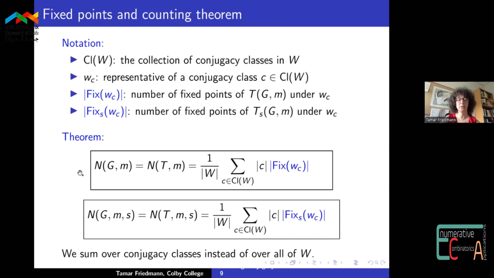Burnside's lemma directly would have just given us a sum over the entire Weyl group here. It turned out for our case that if two elements in the Weyl group are conjugate to each other, then the number of fixed points in the torus is the same. So we just need to sum over conjugacy classes, which is a big simplification.